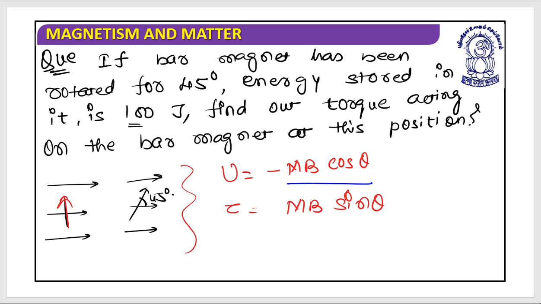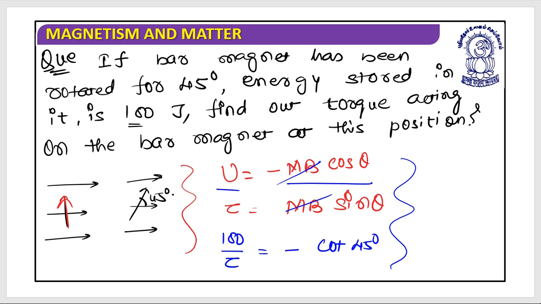Let's take the ratio of potential energy, which is 100, and torque. The mB has gone, and this is minus cos theta by sin theta, which is cot theta, and theta is 45 degree. We understand that cot 45 is equal to 1. So the torque is equal to minus 100 newton meter.